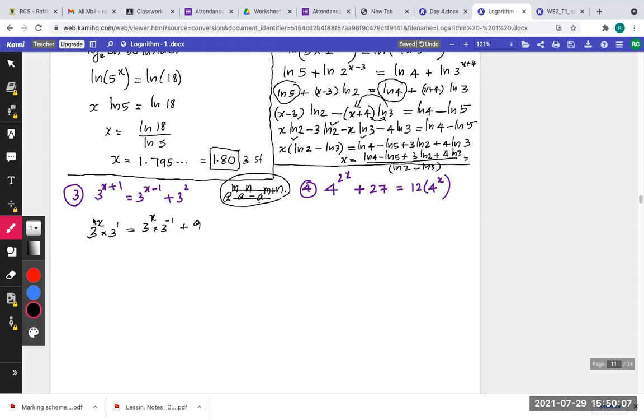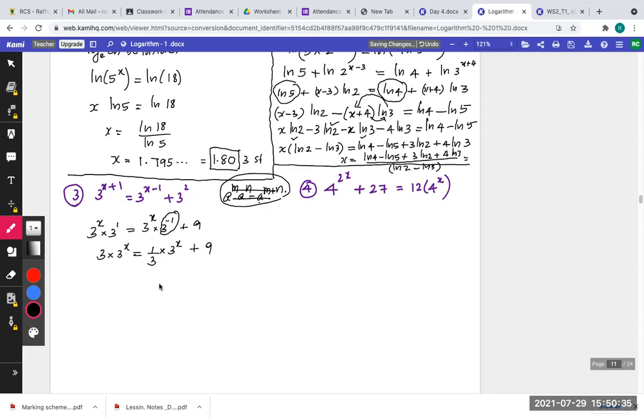So how do I rearrange it? The constant is 3 to the power minus 1. 3 to the power minus 1 means the same as 1 by 3 times 3 to the power x. Right, guys? 3 to the power minus 1 is 1 by 3 to the power 1, which is 1 by 3, times 3 to the power x, plus 9.